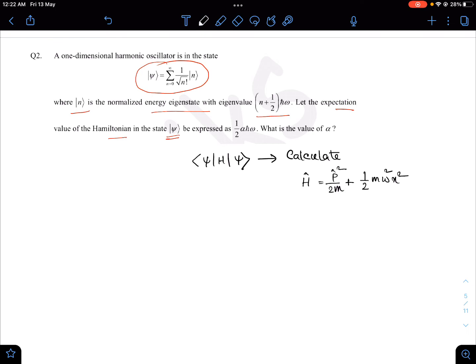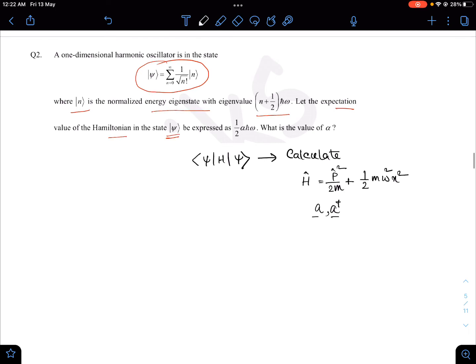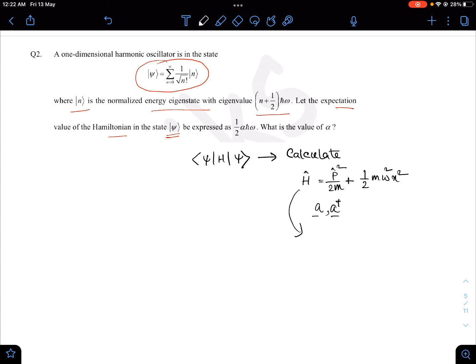Now, for the harmonic oscillator, it is always handy to do all the expressions in terms of the raising and lowering operators. So we have to do the calculations in terms of a and a dagger. So what is the Hamiltonian in terms of a and a dagger? We know from basic harmonic oscillator theory that the Hamiltonian is defined as ħω(a dagger a plus half). You can find this in any standard textbook. So this is the Hamiltonian of a one-dimensional harmonic oscillator in terms of raising and lowering operators.